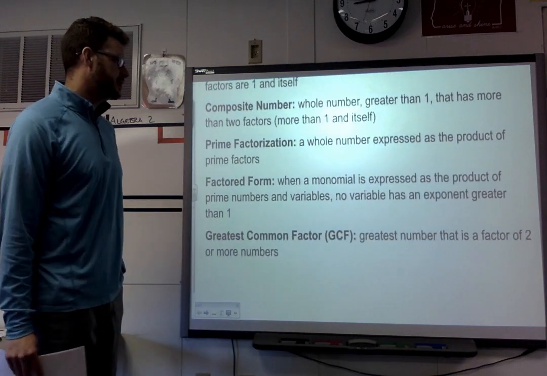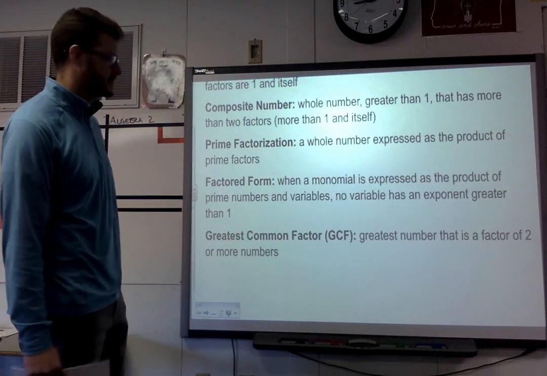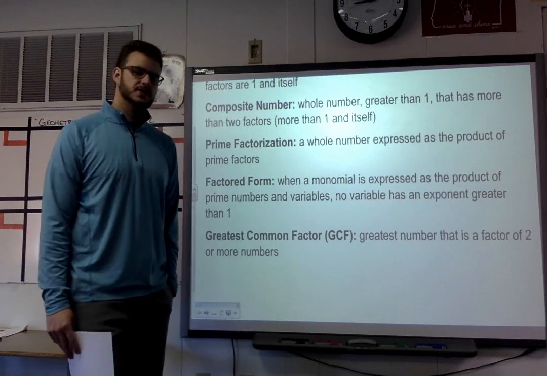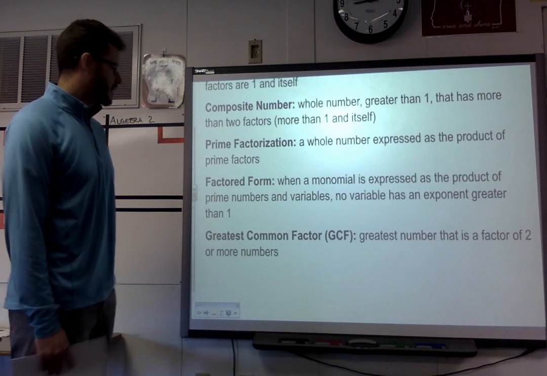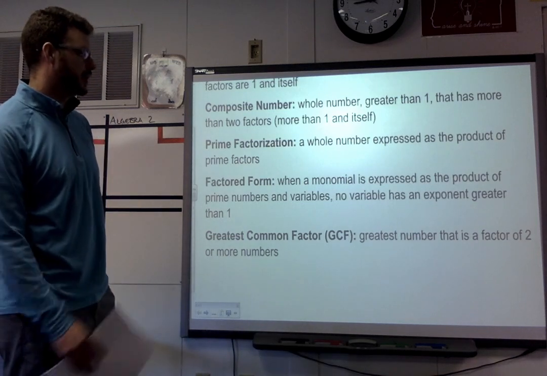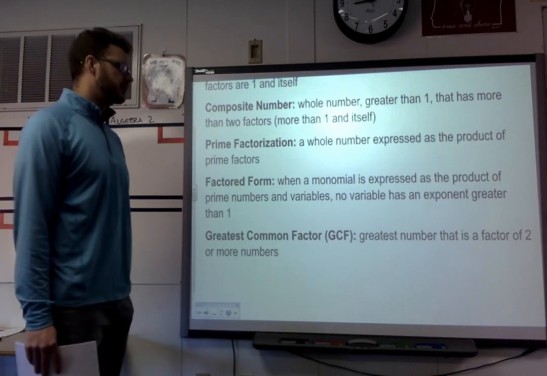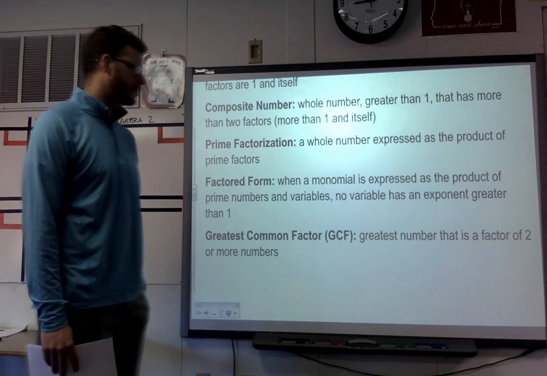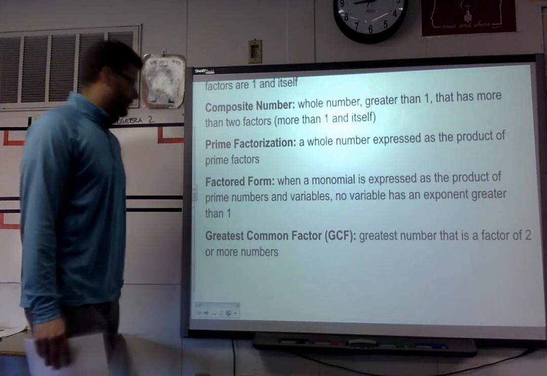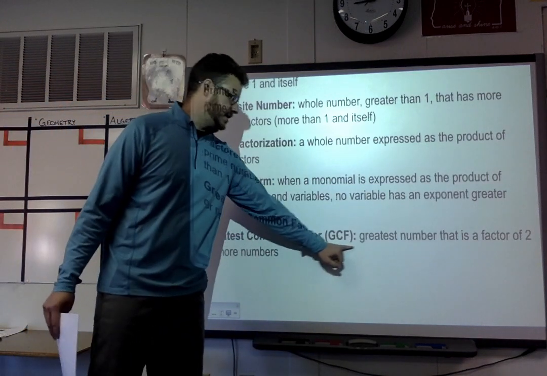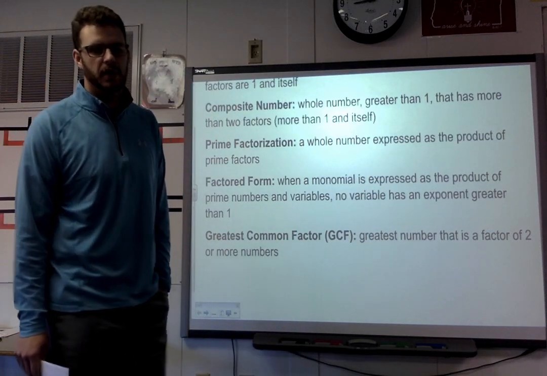Prime factorization is when we take a whole number and express it as the product of prime factors. When we get into our example problems that I'm going to do on the board here, the first thing we'll be doing is dealing with prime factorization. Then we have factored form, which is when a monomial is expressed as the product of prime numbers and variables. No variable has an exponent greater than 1. So again, it's just broken down into all of its prime factors. Then a greatest common factor, which today you'll see written as GCF, is the greatest number that is a factor of 2 or more numbers.